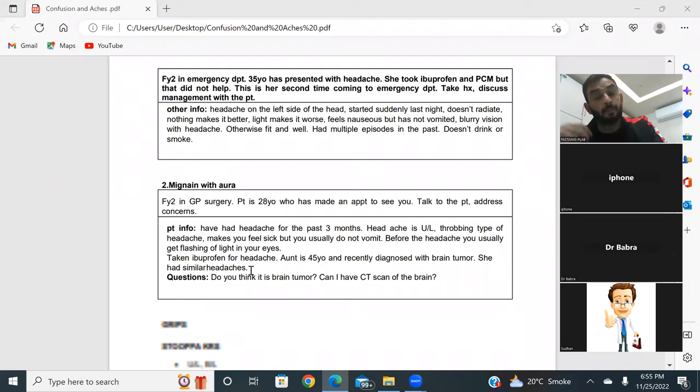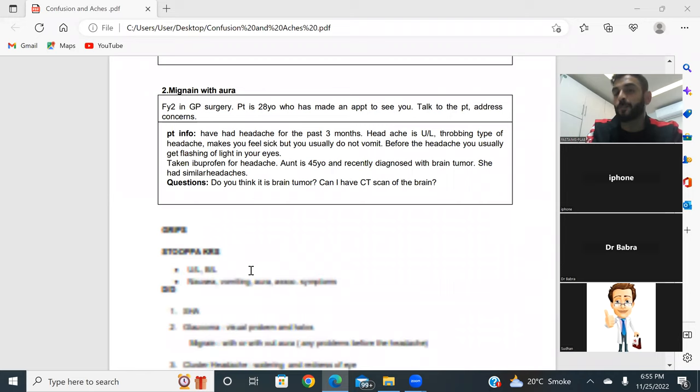Why do you think like that? Because my aunt died of that. So if you have not explored that, this is where you will lose your marks. You need to explore what the query is because you need to address it. This is not a brain tumor because you are having migraine. If you have not explored that, you cannot tell the patient. Okay.